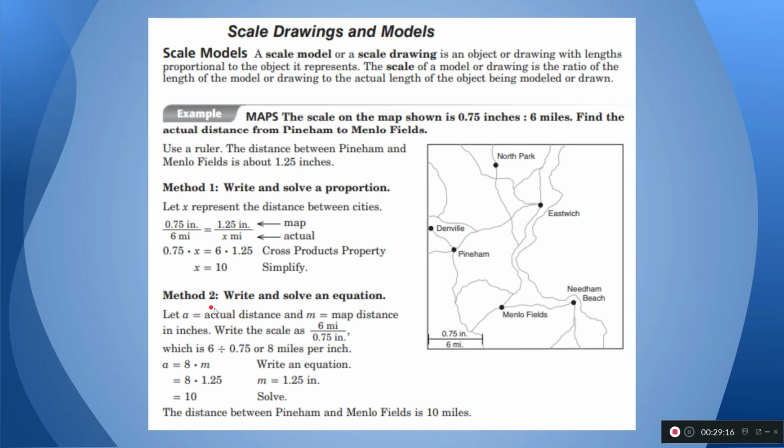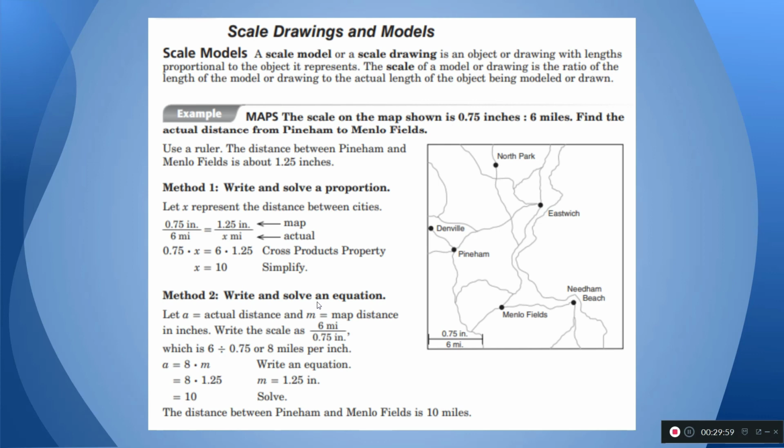So our second method then says write and solve an equation. Let a equal actual distance and m equal map distance in inches. Write the scale as 6 miles over 0.75 inches, which is the same as 6 divided by 0.75, or 8 miles per inch. So a then equals 8 times m. The next step is m equals 1.25 times that 8, and then we solve and we get 10. So we come up with the same answer. The distance between Penham and Menlo Fields is 10 miles.